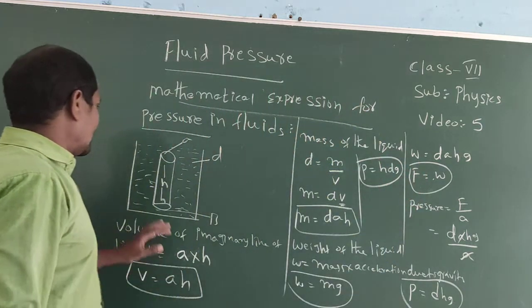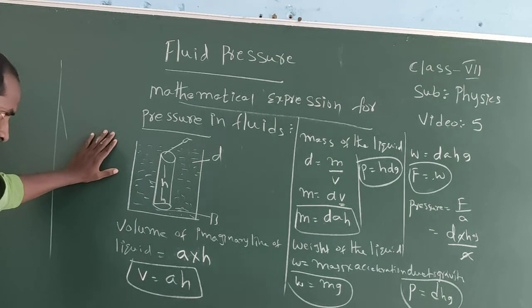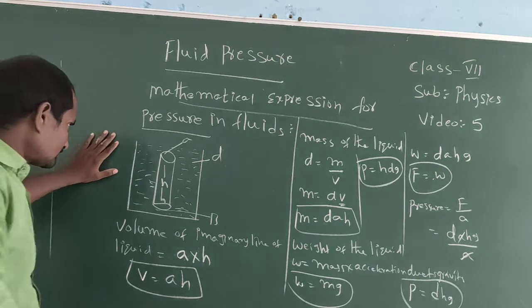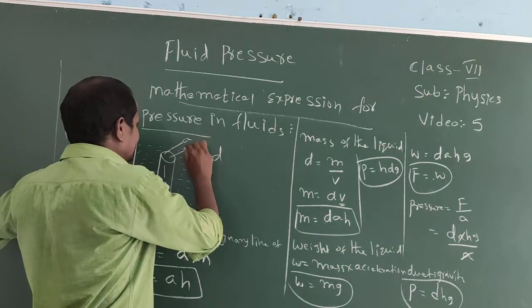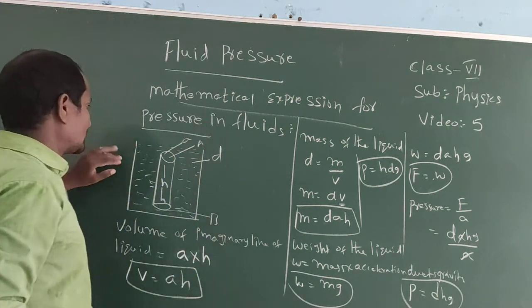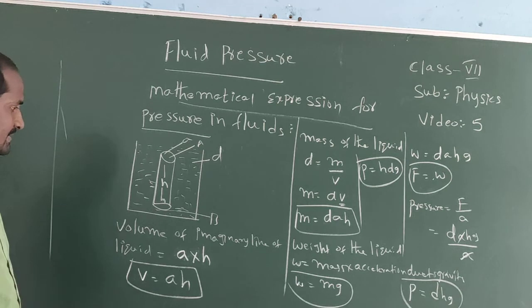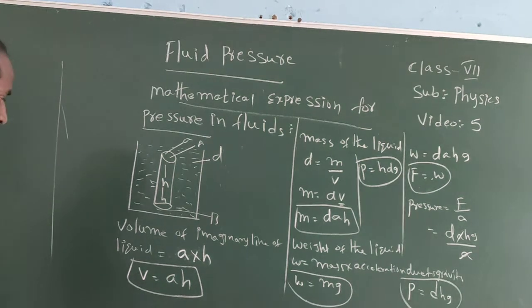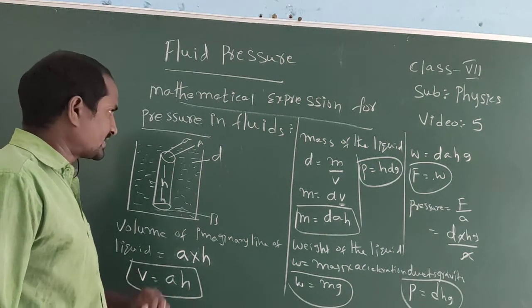Listen once again. Let us consider a beaker. It is filled with liquid. Base area of the liquid equal to small a. Now the volume of the imaginary liquid column equal to A into H, area of cross section into height of the liquid column. So V equal to A into H.